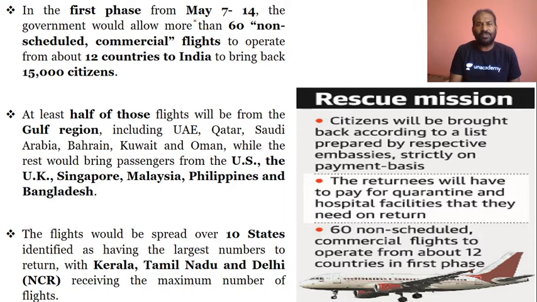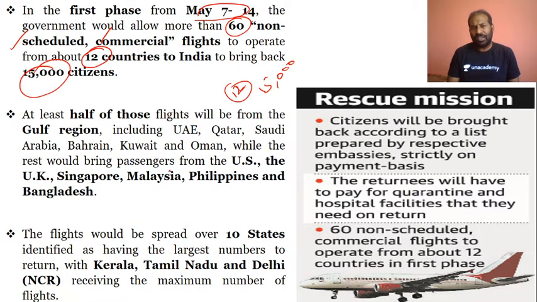And in the first phase, that is from May 7 to 14, the government would allow almost more than 60 non-scheduled commercial flights from 12 countries, wherein 15,000 Indian citizens are stranded. So from 12 countries, the Indians will be brought back, and half of these 15,000 are from the Gulf region, that is UAE, Qatar, Saudi Arabia, Bahrain, Kuwait, and Oman.